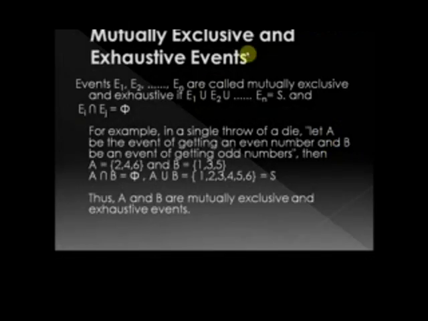Now what are mutually exclusive and exhaustive events? We have earlier seen that a mutually exclusive event is such that if one event is happening, it rules out the possibility of happening of other events. If we say that E1, E2 up to En are mutually exclusive and exhaustive events, then the first condition is E1 union E2 union E3 and so on up to En would be equal to S. Here S is the sample space, and Ei intersection Ej is equal to phi.